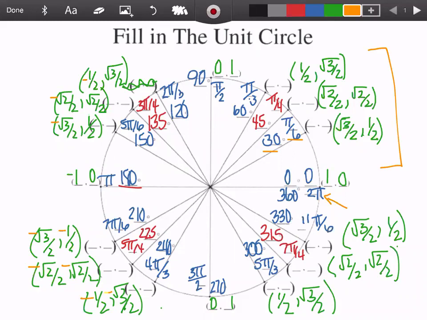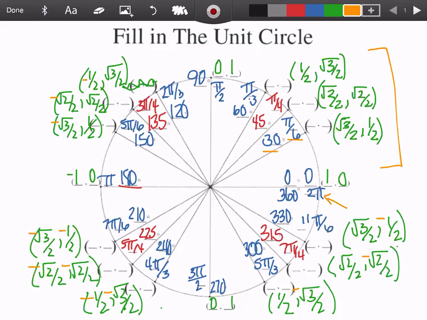So now quadrant 4, you do the same thing, only this time the x coordinate is positive and the y coordinate is negative. So we're going to change all the y coordinates to being negative. And that is how we fill out the unit circle. We always refer back to that first quadrant, and we fill out the points referring back to those reference angles as well.